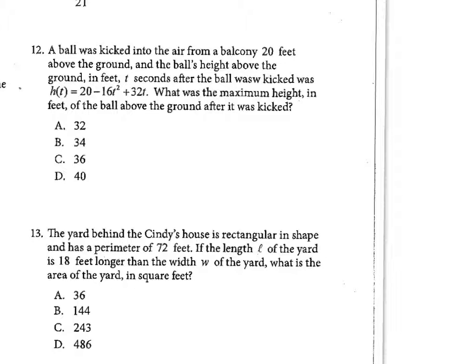So if you want to copy that down, the vertex is negative b over 2a, comma, f of negative b over 2a. The vertex is the maximum point or the minimum point. So by using that formula, you're going to find the minimum or the maximum point. And what is a, what is b, and what is c?